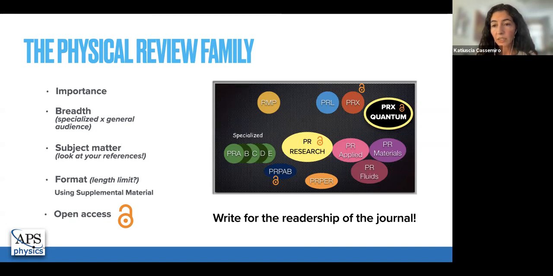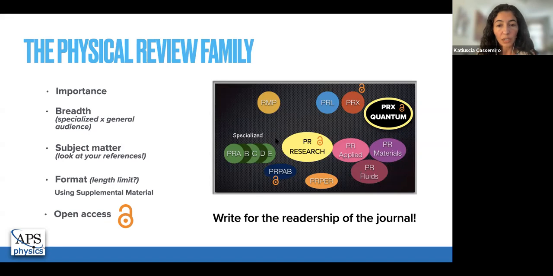We recently created PRX Quantum, which is also a journal for top research. The difference here is that we are focused on a narrow community. We are really looking for the papers that are of interest for the quantum science and technology community. So those are the ones that we consider in PRX.